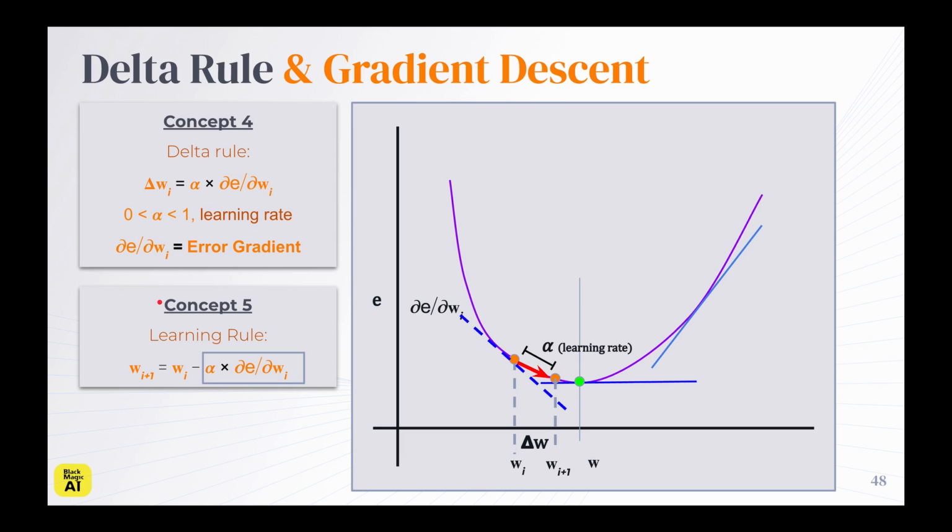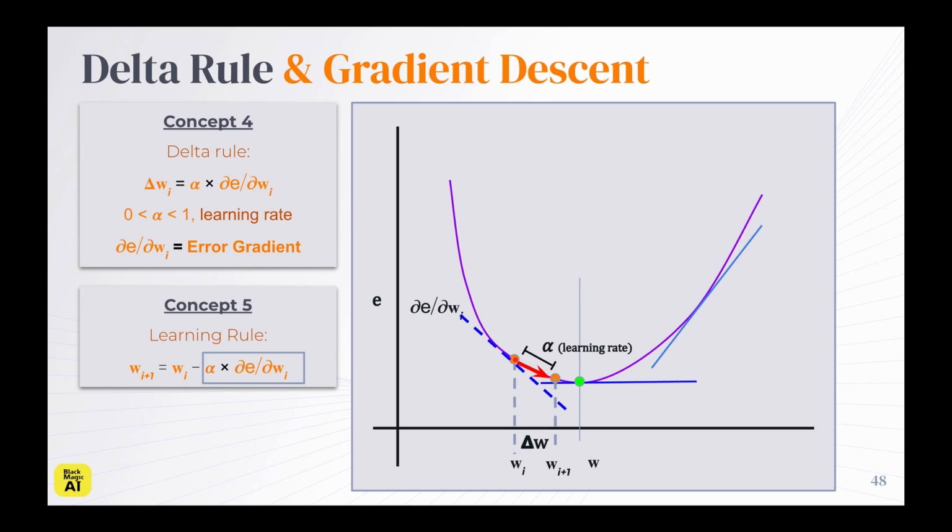Now what is the learning rule? Well, in concept 5, the learning rule is similar to what we had for the Perceptron training rule. We take our initial weight and adjust it by this weight correction, which is now calculated using the gradient and the learning rate.